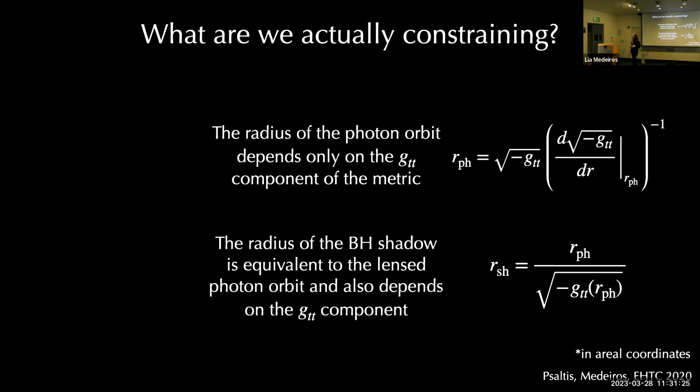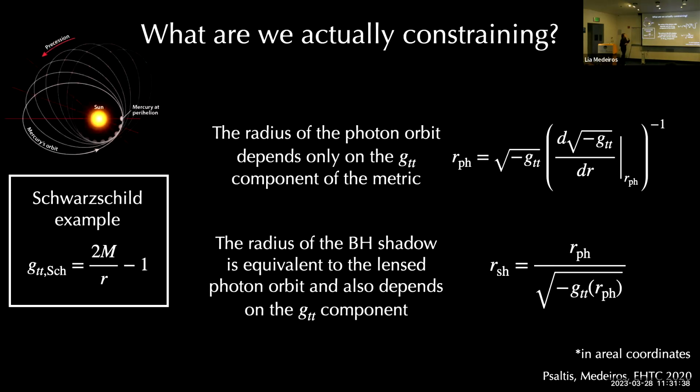And since the black hole shadow is just the lensed photon orbit, you can therefore also show that the radius of the black hole shadow depends only on the time component of the metric. And again, if it's been a while since you've looked at GR, all you really need to know is the time component of the metric is the same part of the metric that we constrain with the precession of Mercury's orbit around the sun. So we're constraining the same part of the metric. It's a very similar test that we're doing, but now we're in the strong field regime.